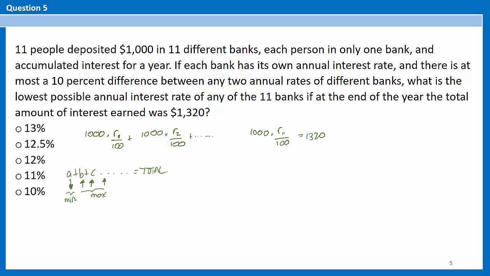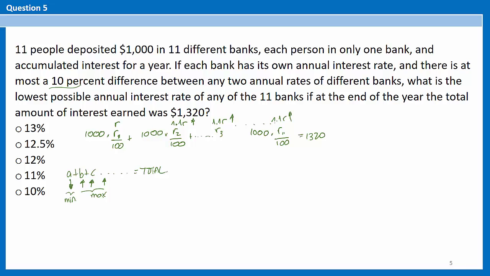Okay, so if this is R1, let's just call it R. R2 would be 1.1 R, and R3 would also be 1.1 R, right? It can't be any higher than this because the difference has to be at most 10% between any two banks. So the rest are going to be 1.1 R, and that is as high as they can go.